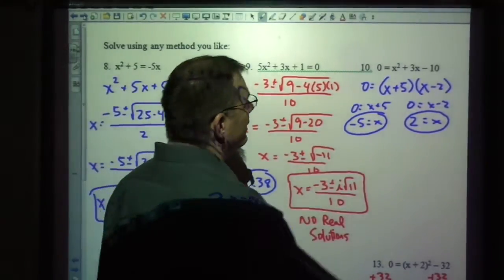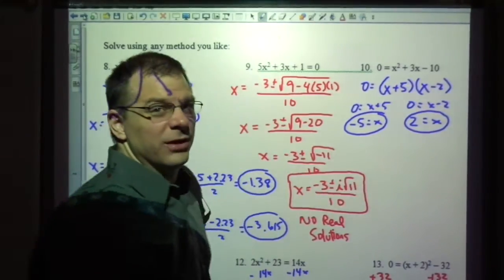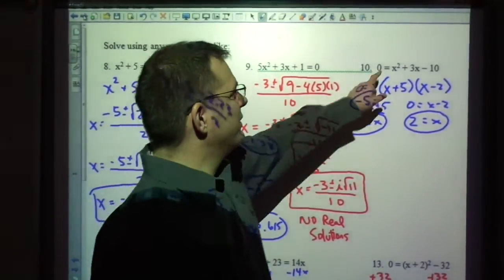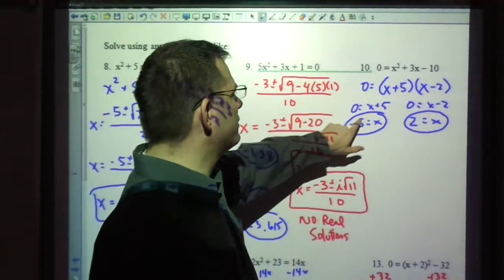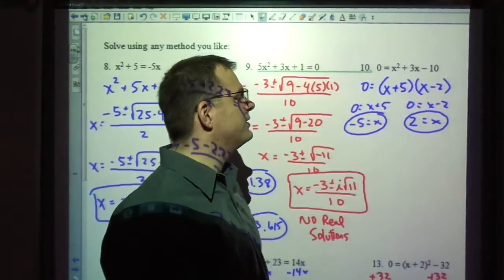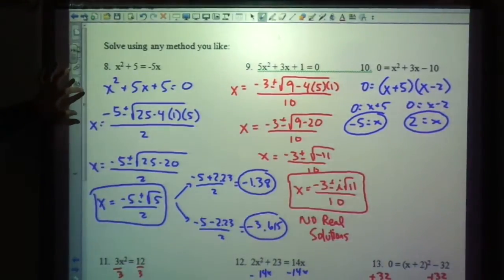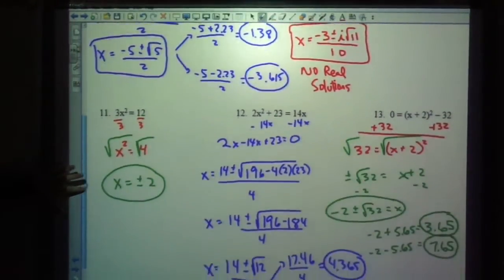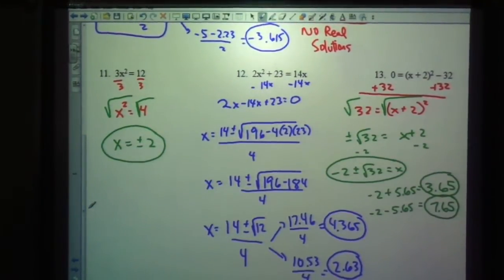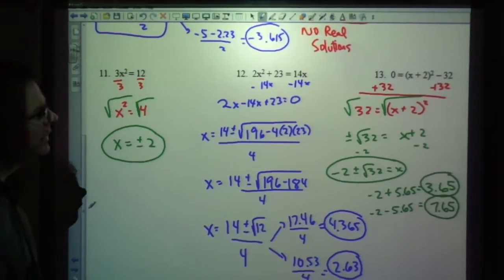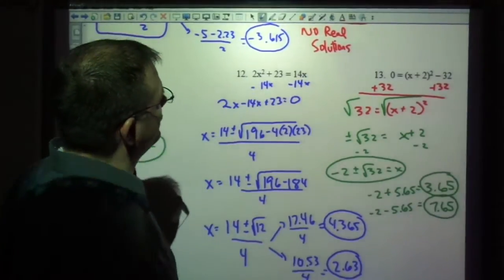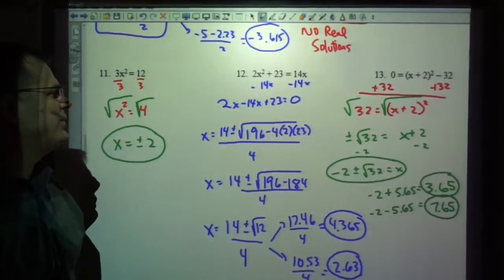And number 10, hey, this is an easy one to factor, so I'm going to choose to factor this one. X plus 5, x minus 2, so my answers are negative 5 and positive 2. This one, the easiest thing is just to take square roots. I'll divide by 3, and then I've got x squared equals 4, so take the square root, and I've got positive or negative 2. Here we'll put it in standard form by subtracting 14x, and then use the quadratic formula.